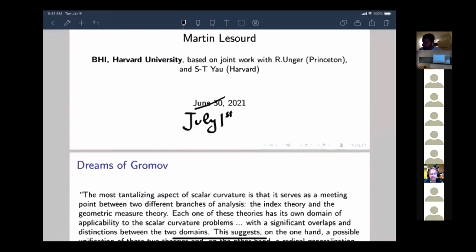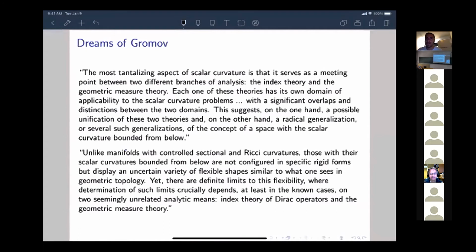Okay, so I would just like to start with some inspiration from none other than Misha Gromov, from his four lectures that you can find. The most tantalizing aspect of scalar curvature is that it serves as a meeting point between two different branches of analysis, the index theory and the geometric measure theory. Each one of these theories has its own domain of applicability to scalar curvature with significant overlaps, etc. This suggests, on the one hand, a possible unification of the two theories, and on the other hand, a radical generalization, or several such generalizations, of the concept of a space with scalar curvature bounded from below.